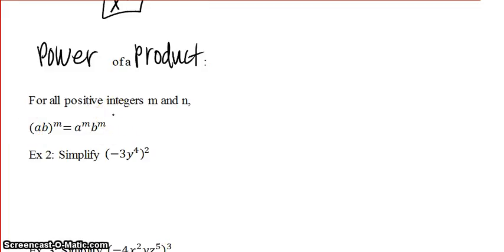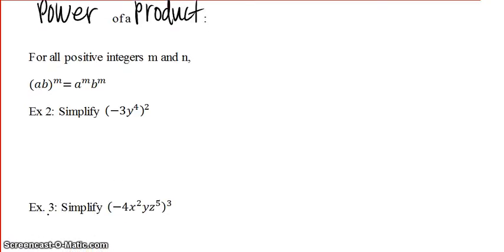Okay, so if you have ab raised to the m, then you can rewrite it as a to the m and b to the m. So they would both get the exponent. A lot of people like to say that's distributing. It's not quite distributing. It kind of looks like it, kind of similar idea, but it's really a power of a product. Okay, so you raise every part of it to that power.